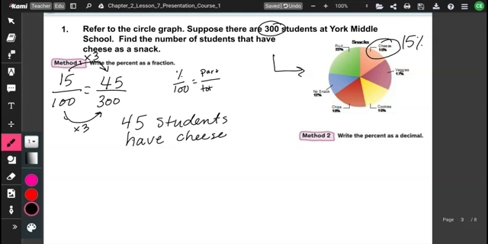All right, method 2, writing the percent as a decimal. This one you would have to make into a decimal and then multiply. So we are going to make 15% into a decimal, which is 0.15. Then we multiply that by 300, because it asked out of 300 students. After you multiply everything, you get 45 students again. Two different ways that you could do this problem.